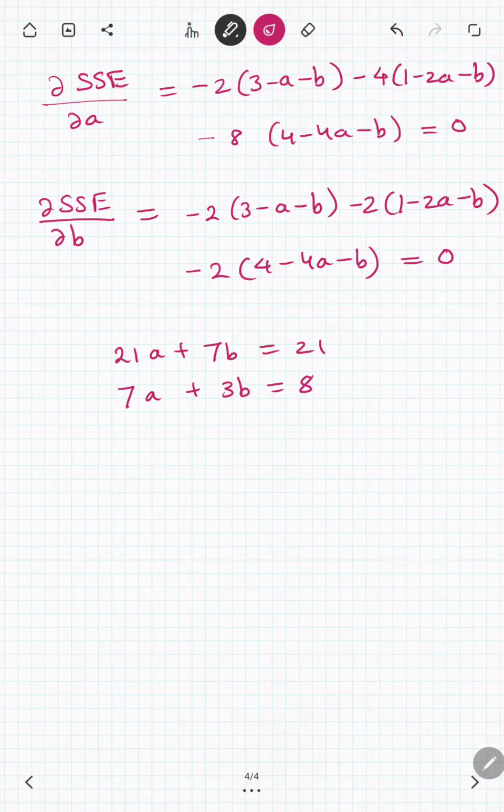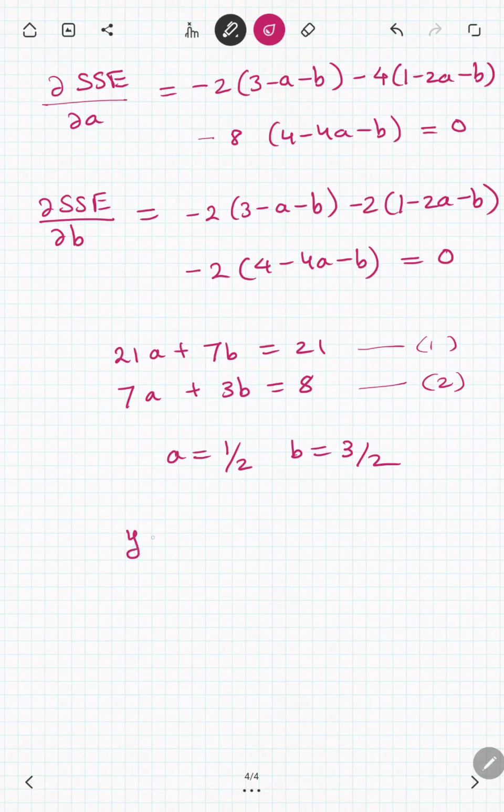I strongly encourage you to do these steps yourselves. Then you will solve them simultaneously. How do you do that? For example, if I call these equation 1 and equation 2, multiply equation 2 by 3 and then subtract, and you can simplify things. I'm not showing the steps because that is not my aim. My aim is to show you the logic behind finding the coefficients of the best fitting line.